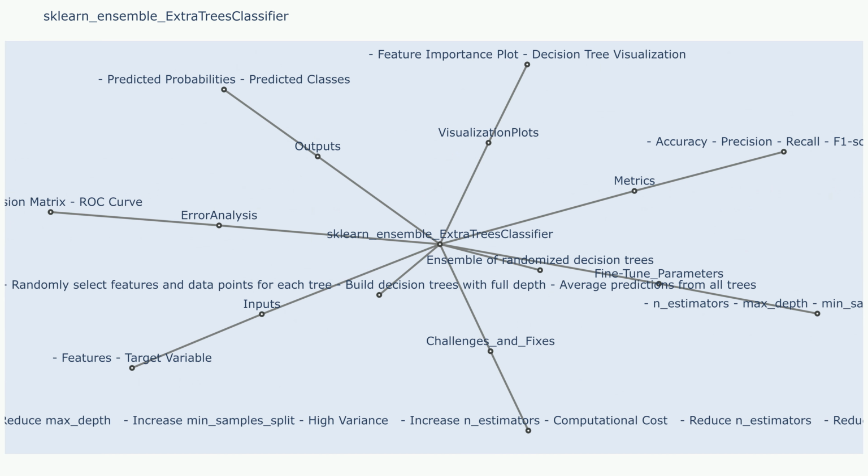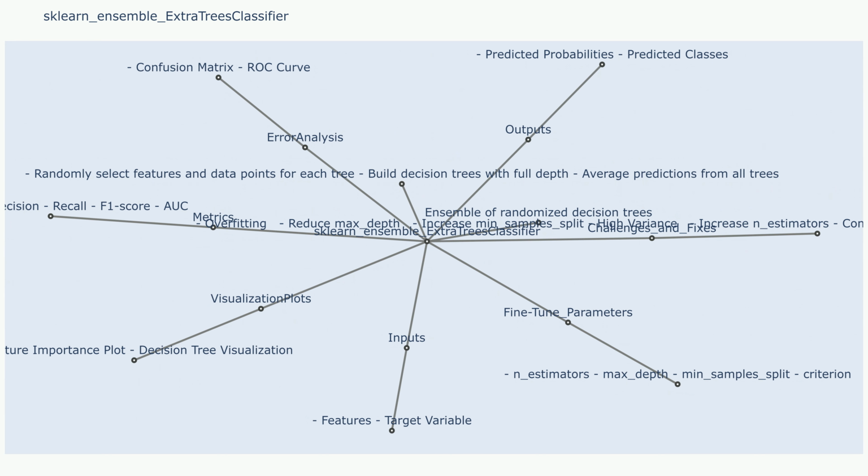Interpretability. It can be difficult to interpret the predictions of an extra trees classifier because it is an ensemble model composed of many individual trees. Sample use case that resulted in challenge 3: understanding the reasons behind the classification decision made by an extra trees classifier. Fixes to challenge 3: use feature importance plots to identify the most important features. Use partial dependence plots to visualize how individual features influence the predictions. Use decision tree visualization tools to understand the structure of individual trees.